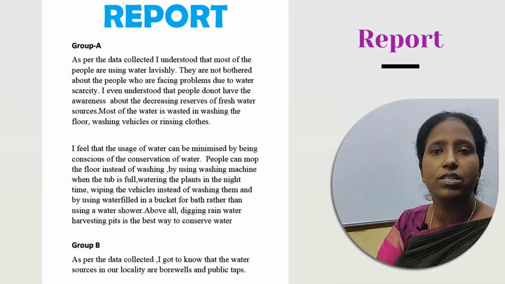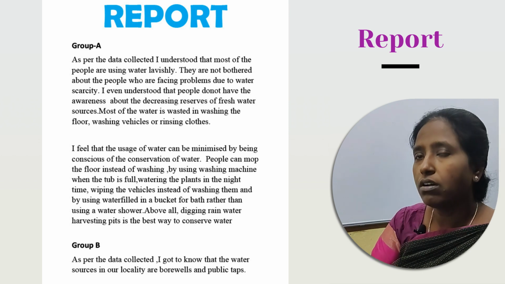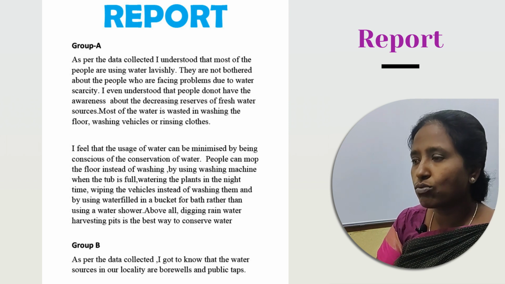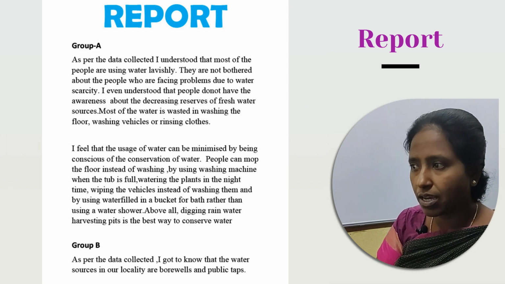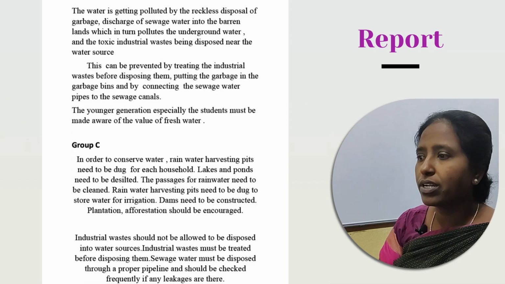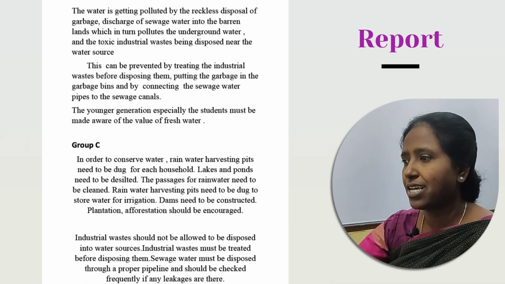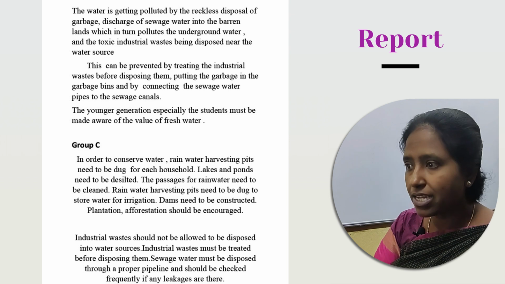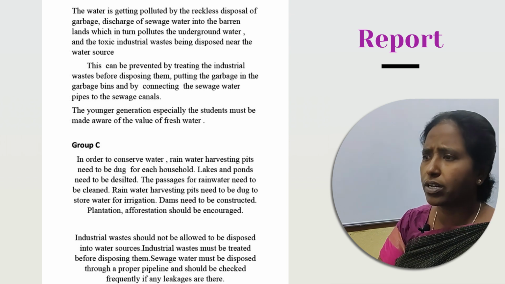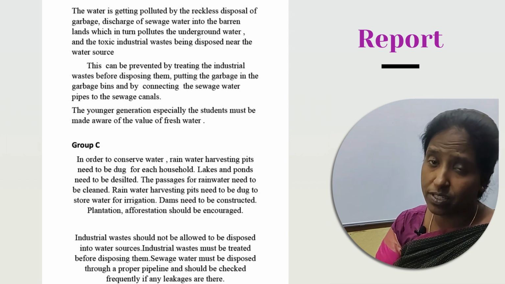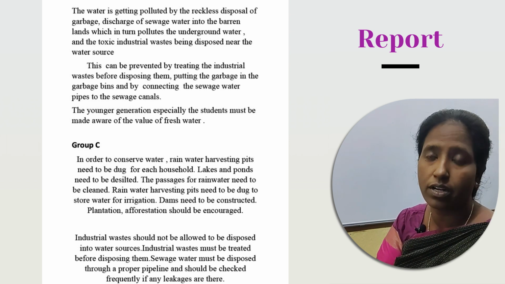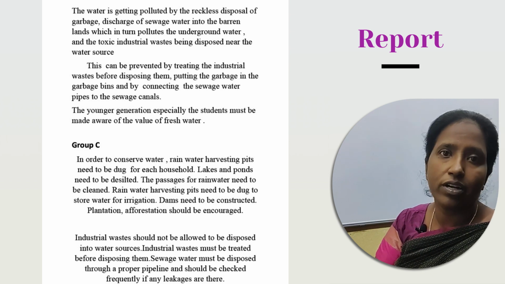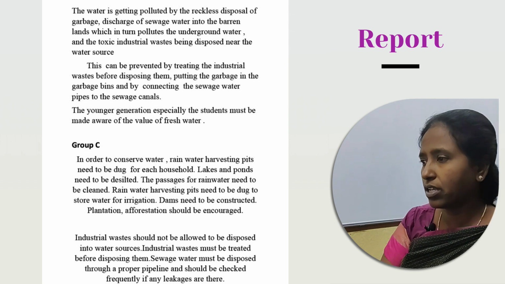Then Group B. Group B is about pollution, how to reduce the pollution. As per the data collected, I got to know that the water sources in our locality are borewells and public taps. The water is getting polluted by reckless disposal of garbage and discharge of sewage water into barren lands, which in turn pollutes the underground water. Sometimes the sewage water is directly mixing with the groundwater. Sometimes it is let into the land, and from the land the water automatically goes to the groundwater and the groundwater is polluted.